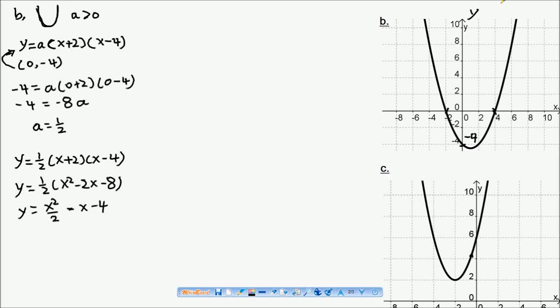y equals x squared divided by 2 minus x minus 4, and don't forget to label the domain. Domain is R. Every time you label an equation, you have to sketch a graph, you always label the domain.